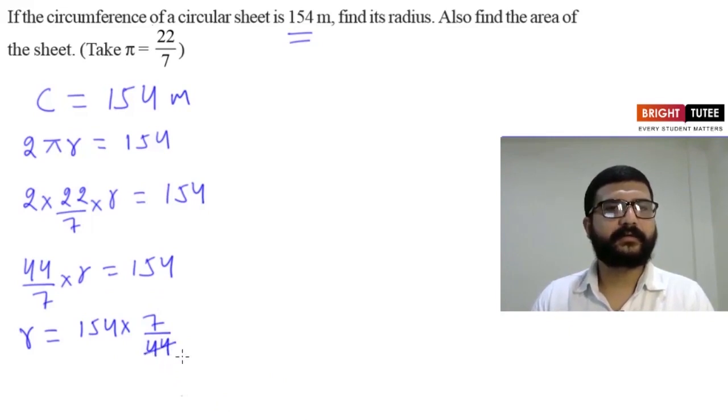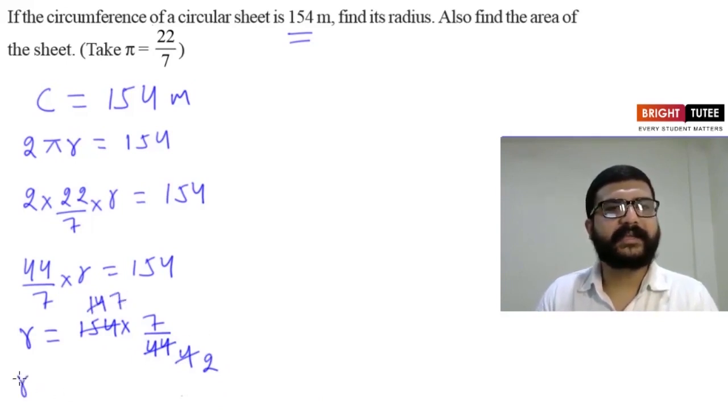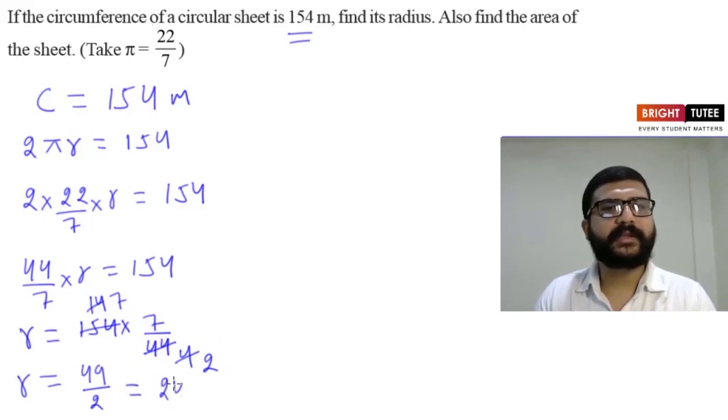11 into 4 is 44 and 11 into 14 is 154. So here it will come 14. Now 2 2s are 4, 2 7s are 14. So here we are getting radius is equal to 7 into 7 upon 2, and that is 49 upon 2, and 49 upon 2 means 24.5. So this is the radius of the circular sheet, and that is 24.5 meters.